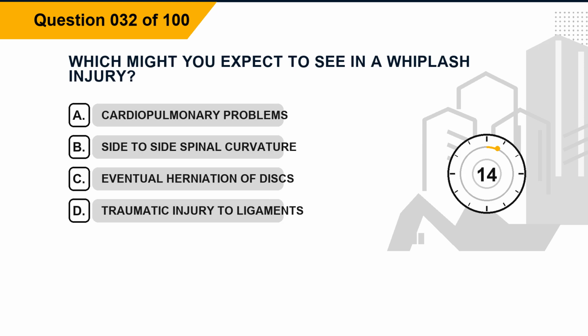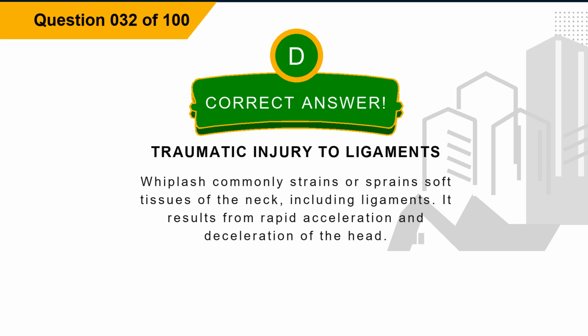Question 32. Which might you expect to see in a whiplash injury? Option A, cardiopulmonary problems. Option B, side-to-side spinal curvature. Option C, eventual herniation of discs. Option D, traumatic injury to ligaments. The correct answer is option D, traumatic injury to ligaments. Explanation: whiplash commonly strains or sprains soft tissues of the neck, including ligaments. It results from rapid acceleration and deceleration of the head.